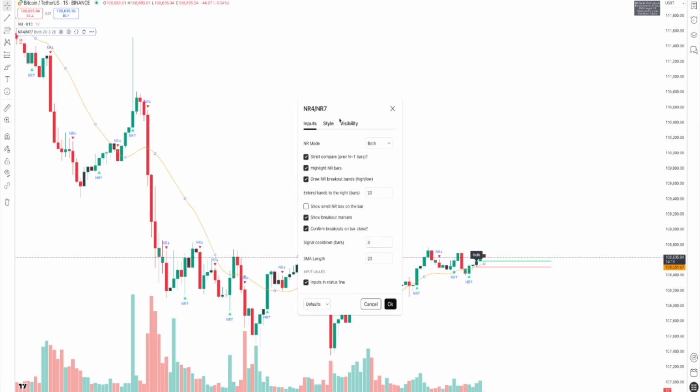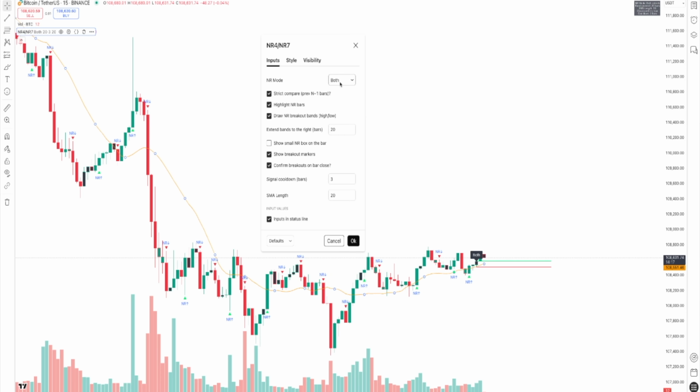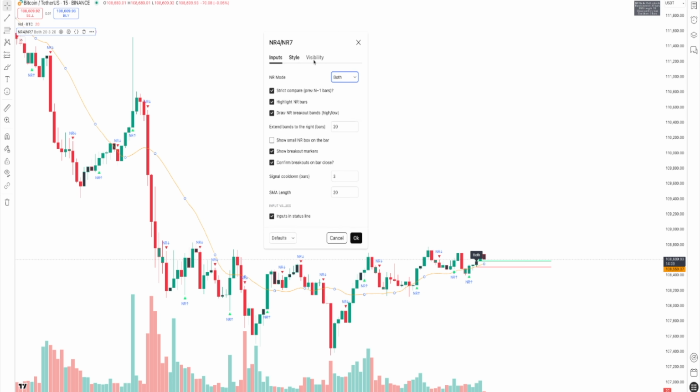So these are the settings of the indicator. You can enable NR4 only, NR7, or both. NR4 and NR7 are basically narrow range candles, when price moves in a range with low volume, and it generally happens before a breakout. So this is what it is trying to capture, and this is the extend bar on the right side.